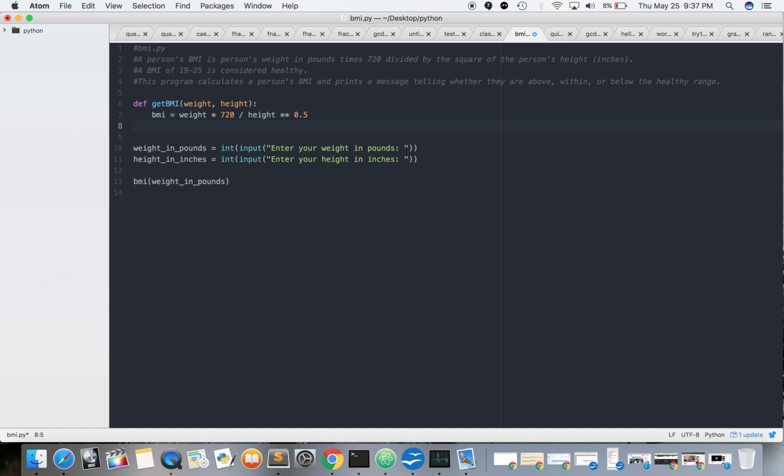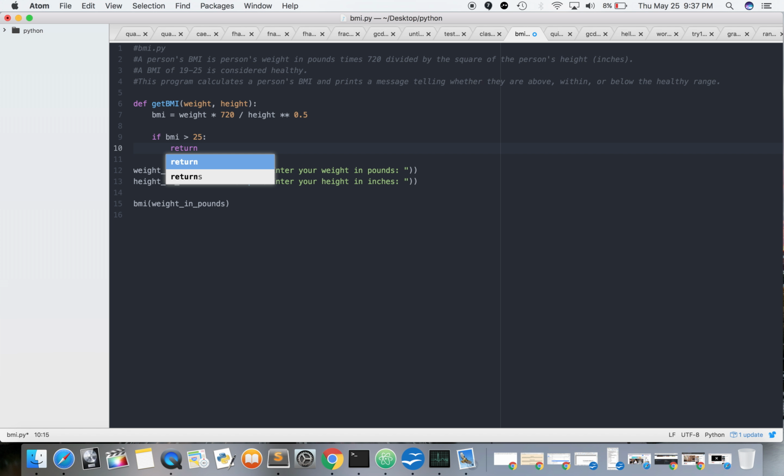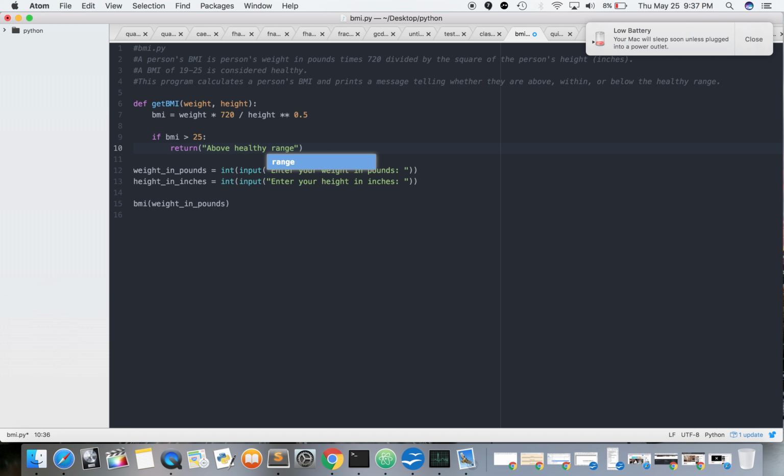Let's do above, within, or below the healthy range. Above the healthy range, which is actually not healthy. So let's do that. If BMI is greater than 25, return above healthy range.